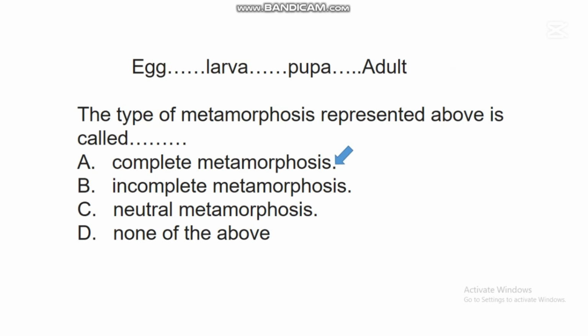So in this complete metamorphosis, egg, larva, pupa, and adult are different stages of these developments, which we call complete metamorphosis.